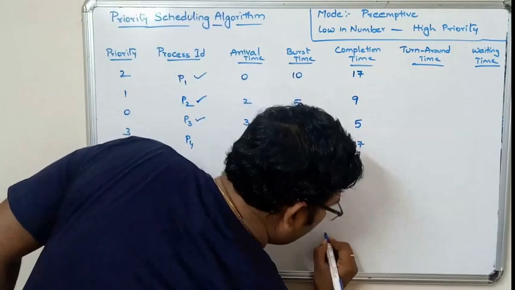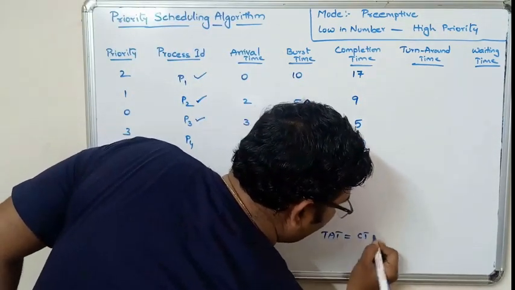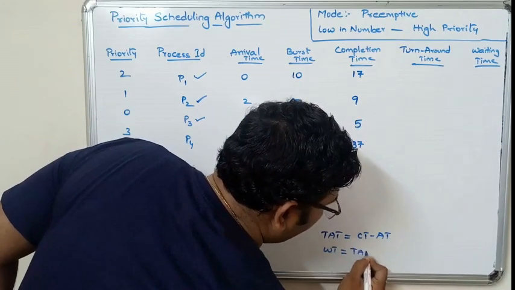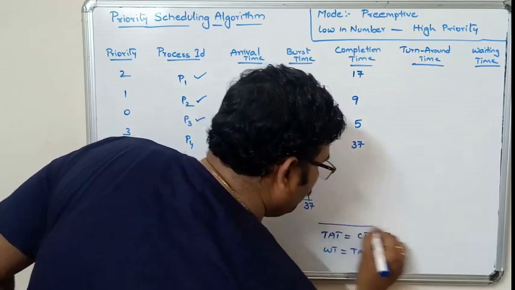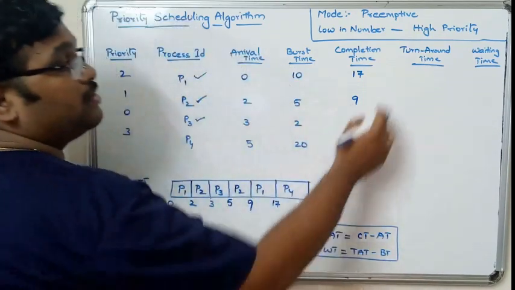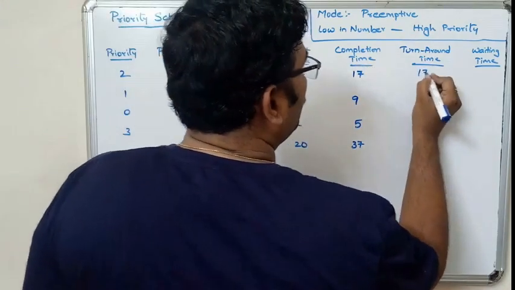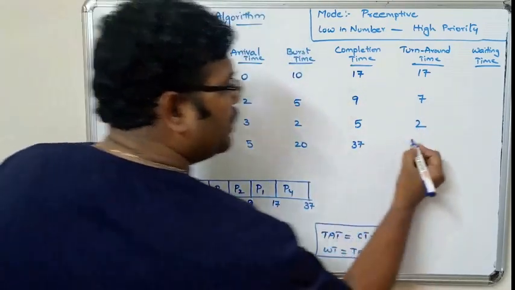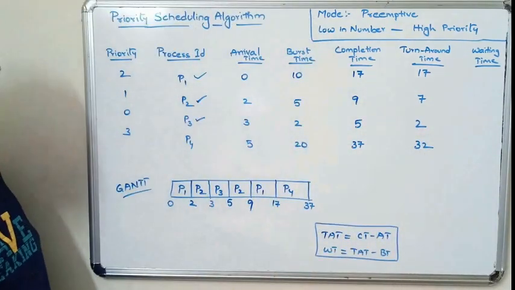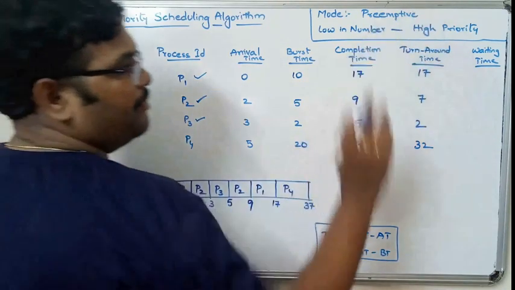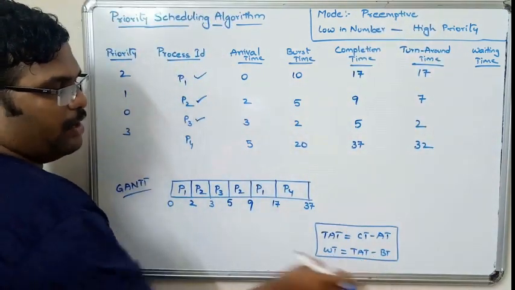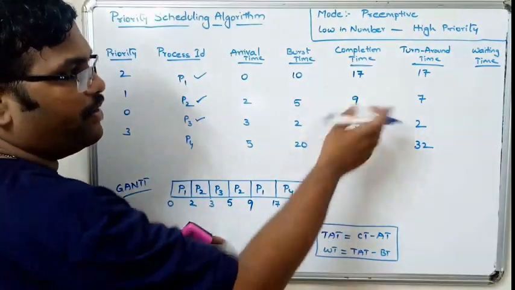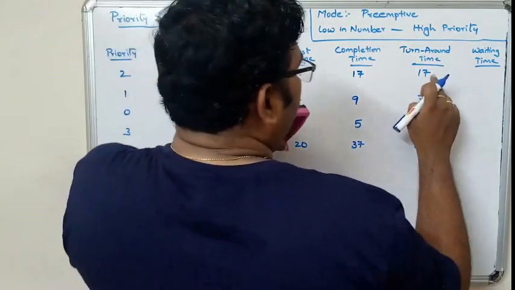Now turnaround time. So as we know that turnaround time is the completion time minus arrival time. Similarly, waiting time is turnaround time minus burst time. So we have to remember these formulas. So CT minus arrival time. So 17, 9 minus 2 it's a 7, 5 minus 3 it's a 2, 37 minus 5 it's a 32. 17, 7, 2, 32. Now waiting time. So waiting time can be calculated by using this formula or by using this Gantt chart also we can find out the waiting time. So first let us write this formula. Based upon the formula we will write down and I will explain.